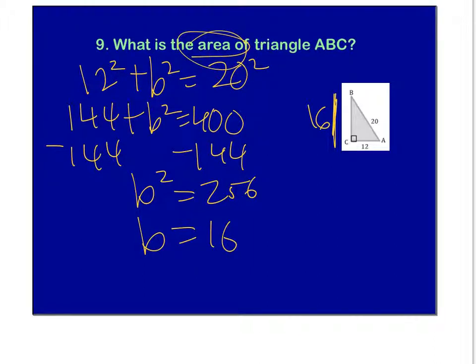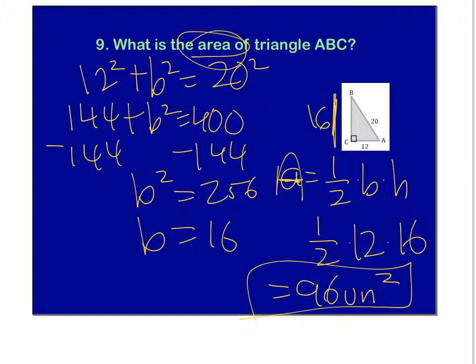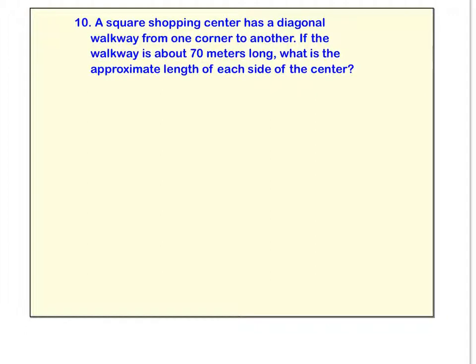Now, area of a triangle means I take 1/2 base times height. That's how you figure out the area of a triangle. So that's going to be 1/2 times 12 times 16. So when I do that, I get an answer of 96 units squared. There's my area.